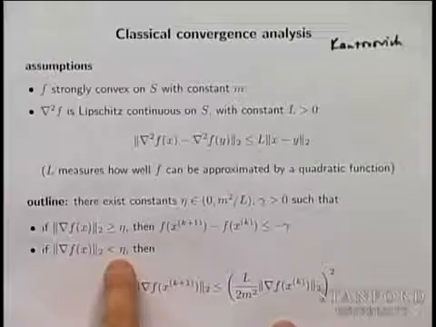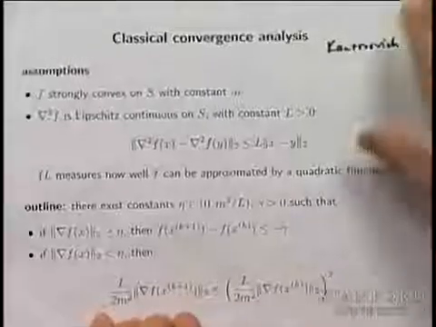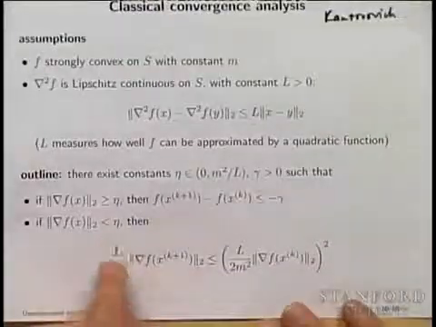Now, so eventually, the gradient gets smaller than something. Once the gradient is smaller than some number eta, you have the following. And you have to look at this very, very carefully. It's got a constant L over 2m squared.